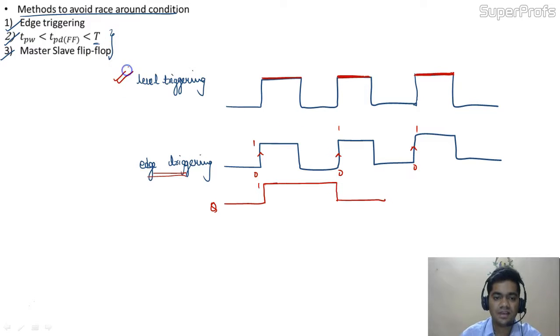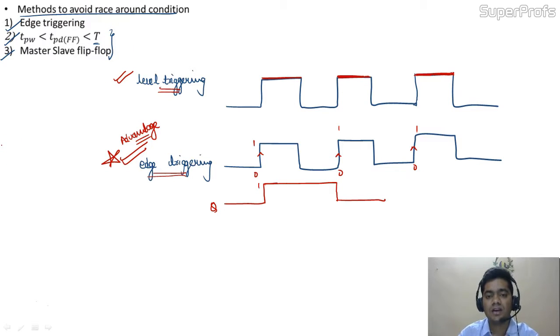So we can see that we are able to rectify the problem of race around condition that we are facing in level triggering by using edge triggering. This is the benefit or advantage of edge triggering in JK flip-flop. Okay, so the rest of the two conditions we are going to see in the next session, and in the next session also we are going to see the characteristic table, excitation tables, and how we are constructing different flip-flops using JK flip-flops. Okay, thank you.